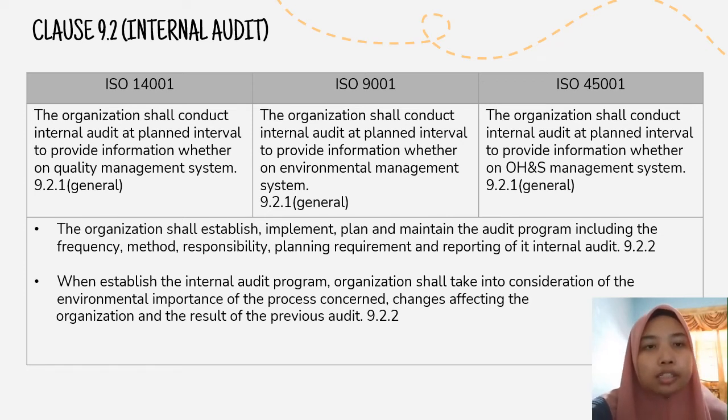Okay, the similarity of this clause is the organization shall establish, implement, plan and maintain the audit program, including the frequency, method and responsibility, planning requirements, and also they need to report the internal audit. And when they establish the internal audit, they need to take into consideration the environmental performance of the processes concerned, changes that can affect the organization, and also the results of previous audits.